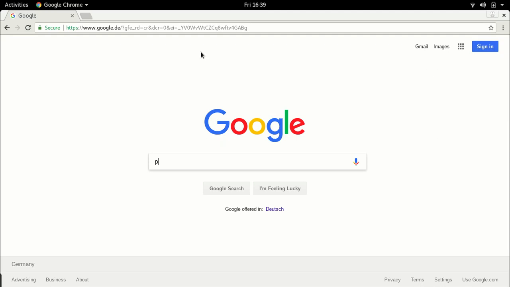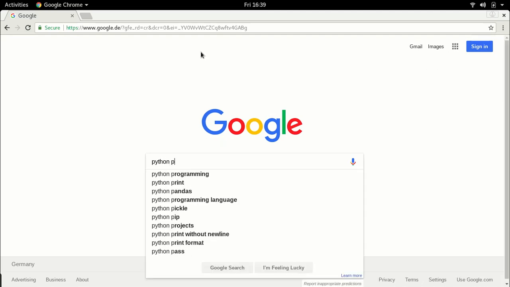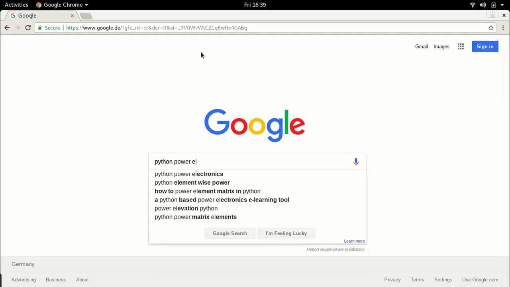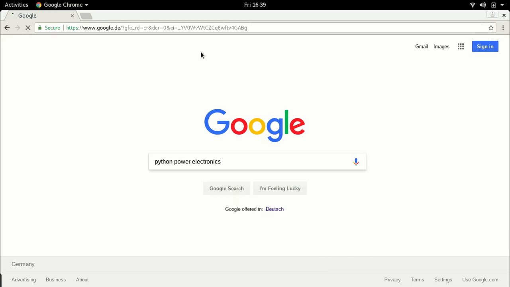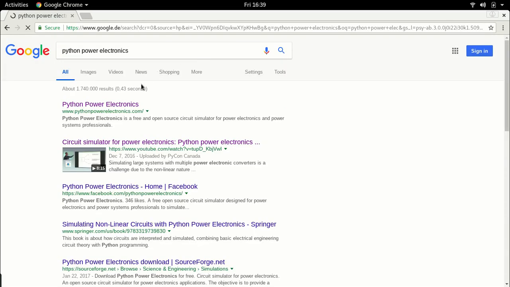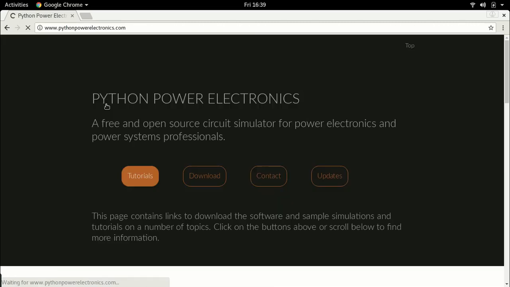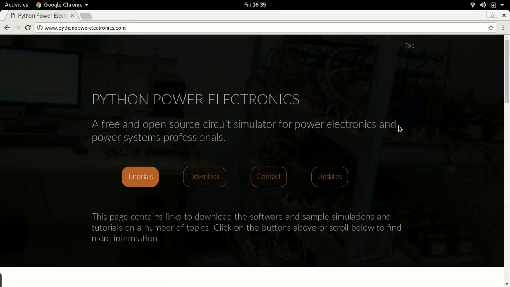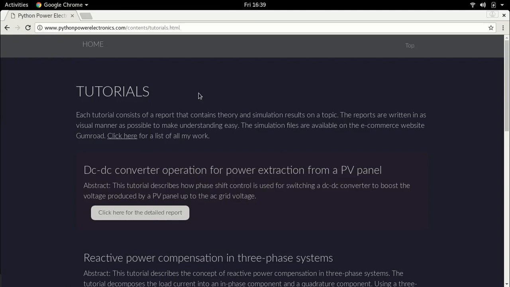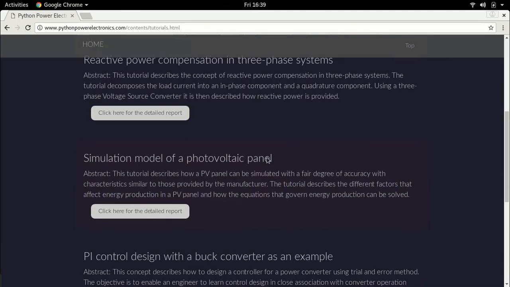So to begin with the website, I would just Google Python Power Electronics and the first link is my website. And on arriving at the website, all you have to do is go to tutorials, because this is a tutorial that I'm going to conduct. And there are a lot of tutorials which you can always go through.